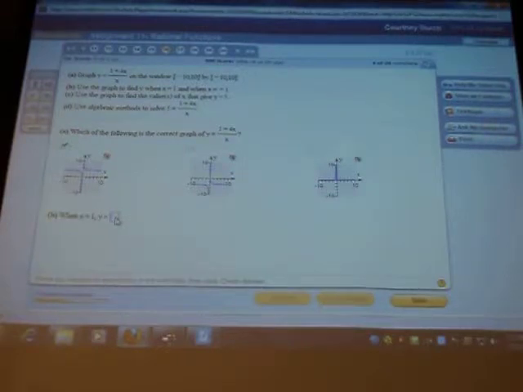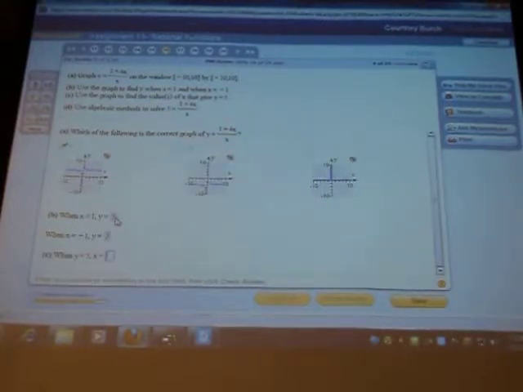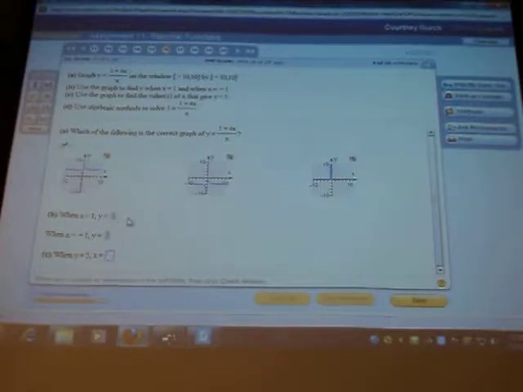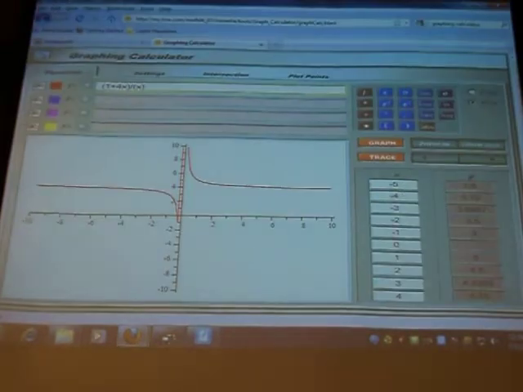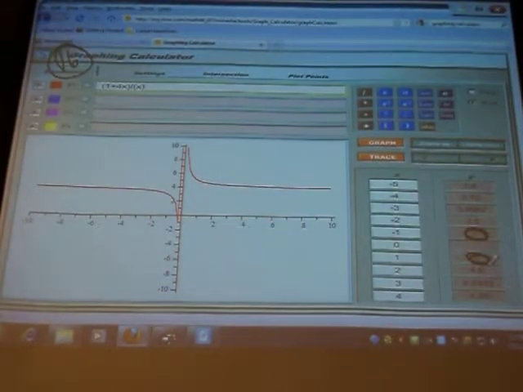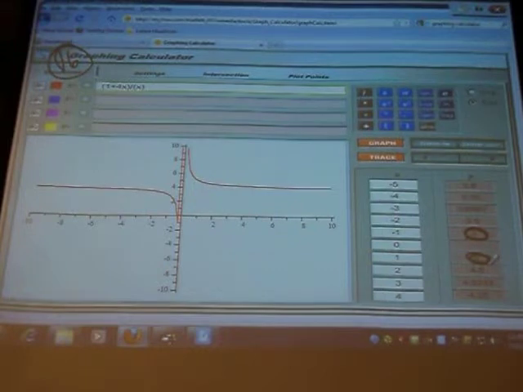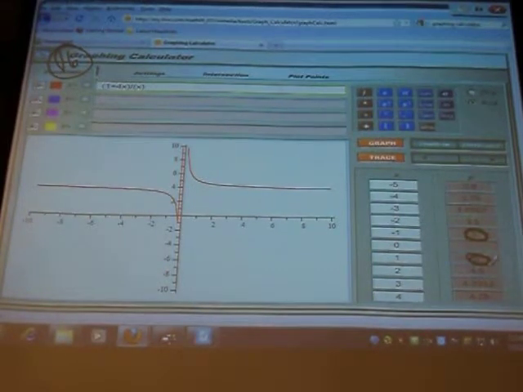X equals 1, y equals 5. And x equals negative 1, y equals negative 1. Now when y equals 5, x equals what? How would I do that? Look at the y. So it says what x values would give y equals 5? 1. Okay. So we're trying to work backward.